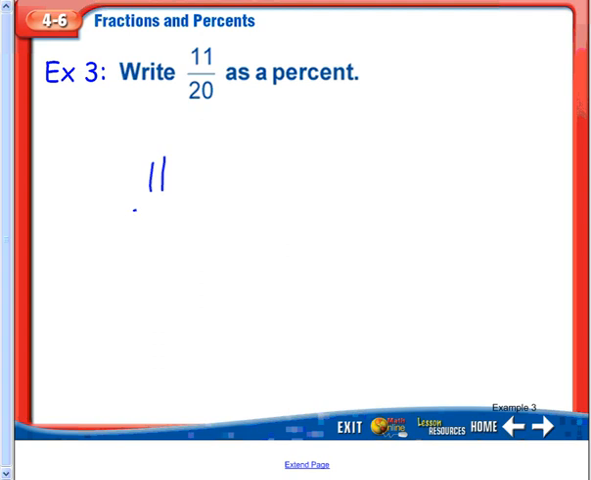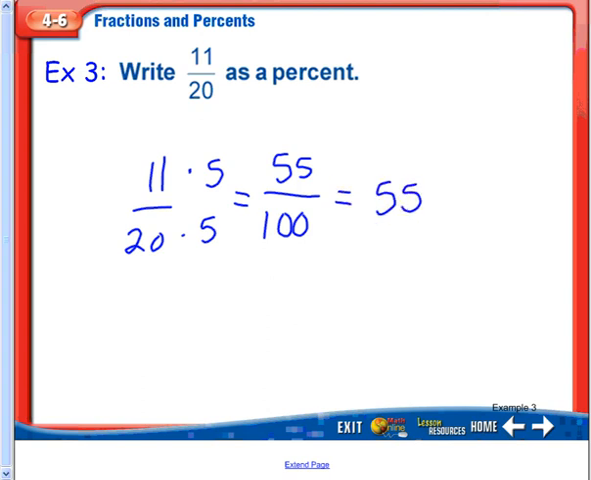Okay, the ratio is 11 to 20. I know that all percents can be written over 100, so I'm going to try to change the denominator to 100 by multiplying the denominator by 5. And whatever I do to one side, I must do to the other. So I need to multiply the numerator by 5, and I'm going to get 55 over 100. And that equals 55%, because n over 100 equals n percent.